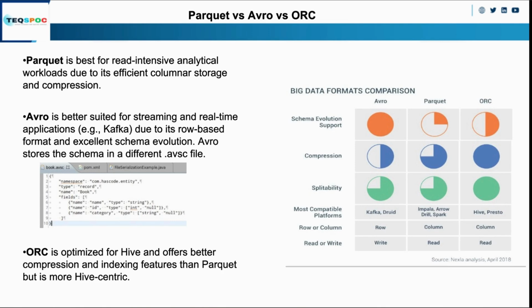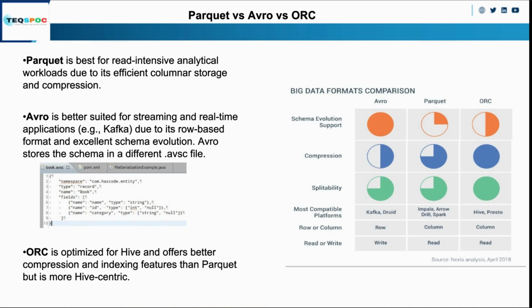So what is a schema file? Avro stores the schema in a different .avsc file that is totally separate from the actual data file. The actual data file will have the extension .avro, like the others have .parquet and .orc. But whenever you write data in Avro file format using, say, Apache Spark, you'll see in the target path location there would be two files generated. One is the .avro file where the actual data will be stored, and the other one is the .avsc file where the schema will be stored.